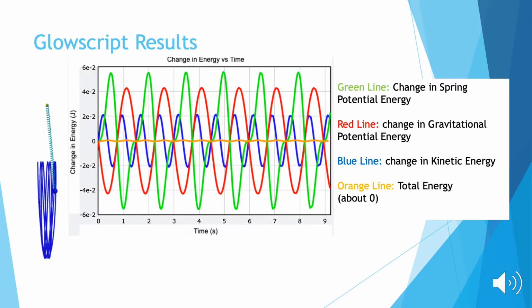Here is the GlowScript results. As you can see, the green line is the change in spring potential energy, the red line is the change in gravitational potential energy, the blue line is the change in kinetic energy, and the orange line is the total energy. Now, since the total energy is all the spring potential, gravitational potential, and kinetic energies added together, you can see that it is about 0, which it should be. It is also good to point out that the spring potential energy and the gravitational potential energy are opposites.